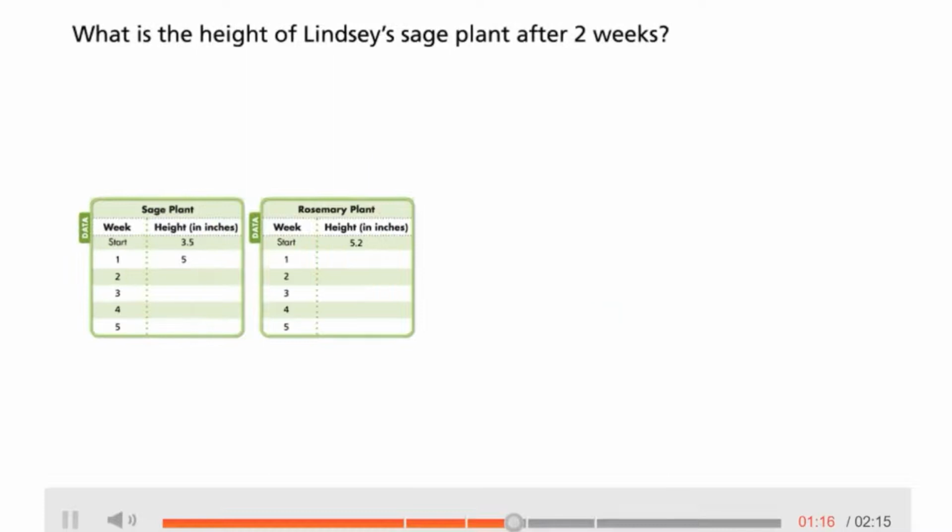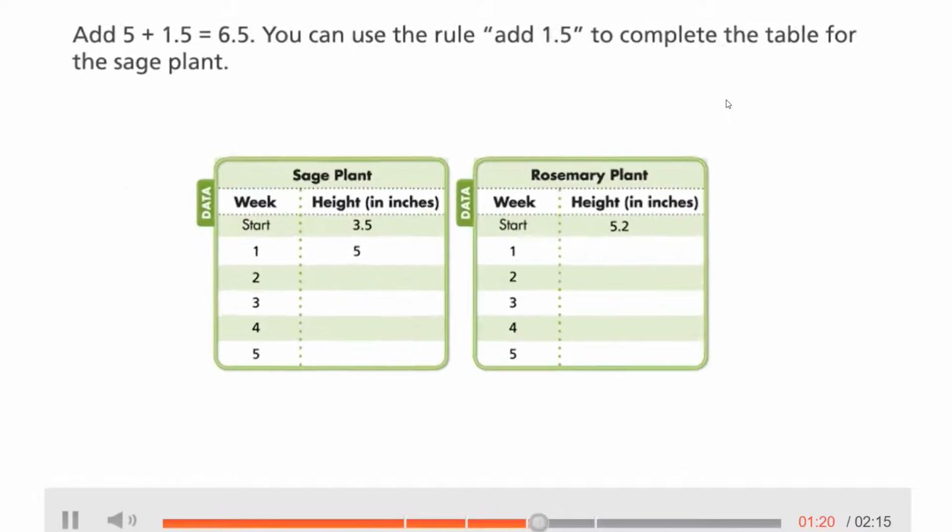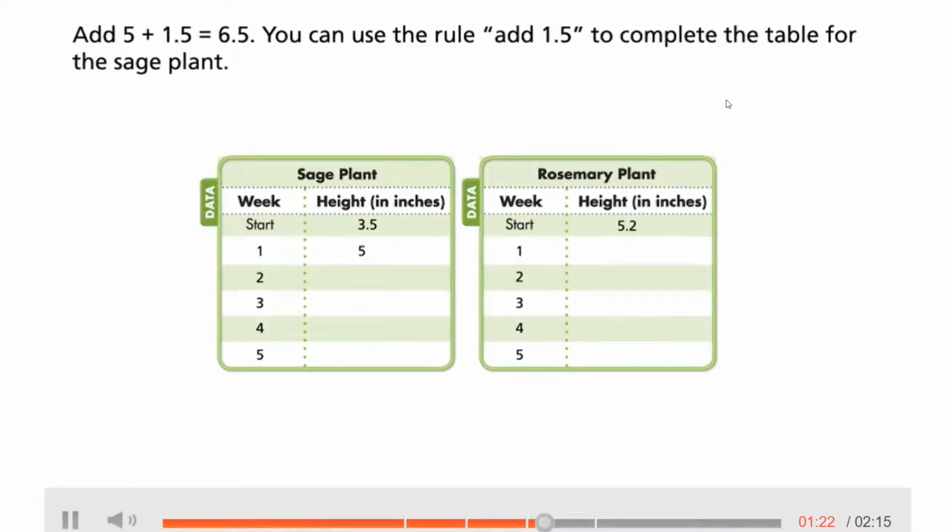What is the height of Lindsay's sage plant after 2 weeks? Select your answer. So after 2 weeks, we're going to take that new height of 5 inches and add another 1.5 inches. So that's going to give us 6.5 inches or 6 5/10 inches. Add 5 plus 1 5/10 equals 6 5/10.